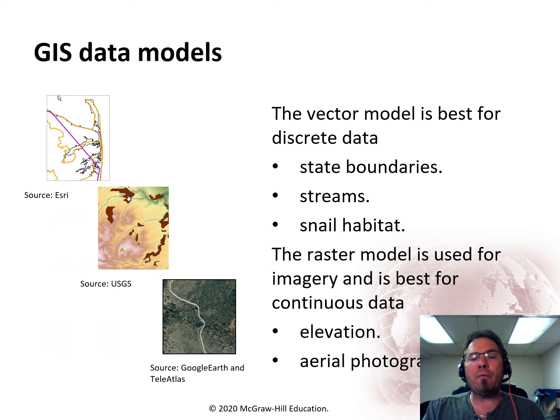So there's two main types of GIS data models, and I just mentioned them in the previous slide. You have the vector model, which is best represented with discrete data. So things like state boundaries, which are lines or polygons, streams, which are lines, and then snail habitat, again, which is more polygons. So these are the points, lines, and polygons, which is what's called a vector model.